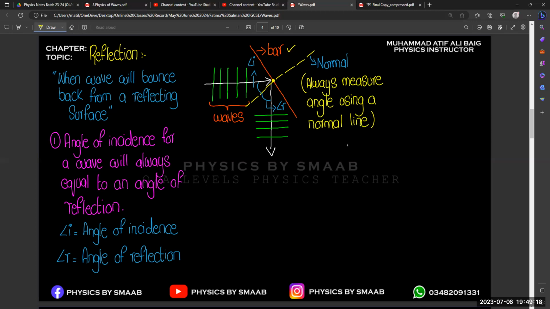Any confusion? No, no confusion so far. Okay. And the second term is, this is our first term.